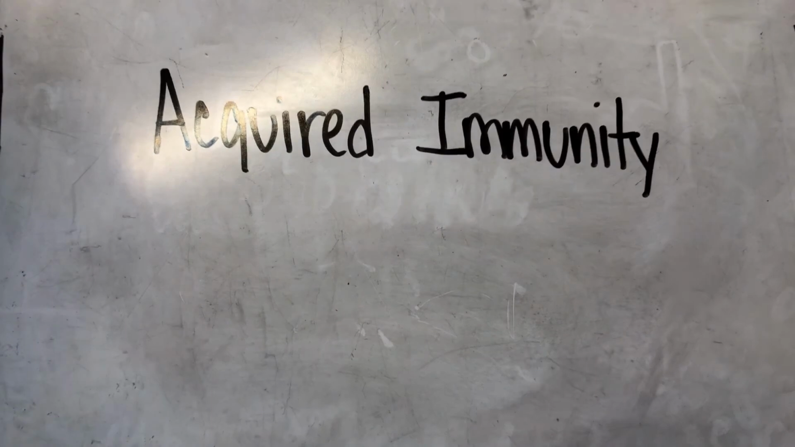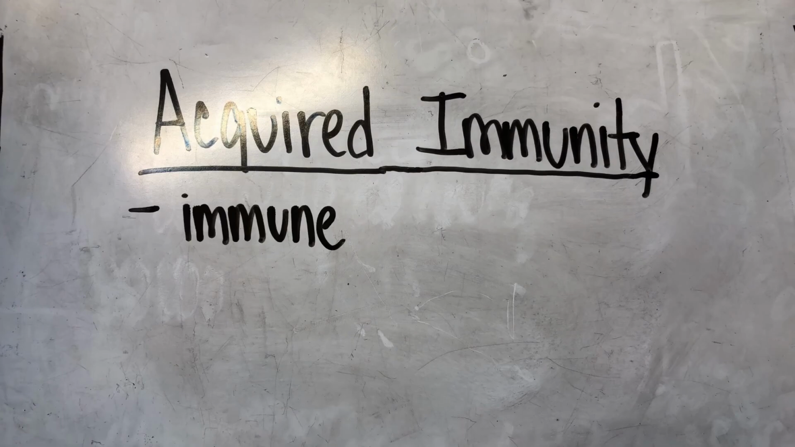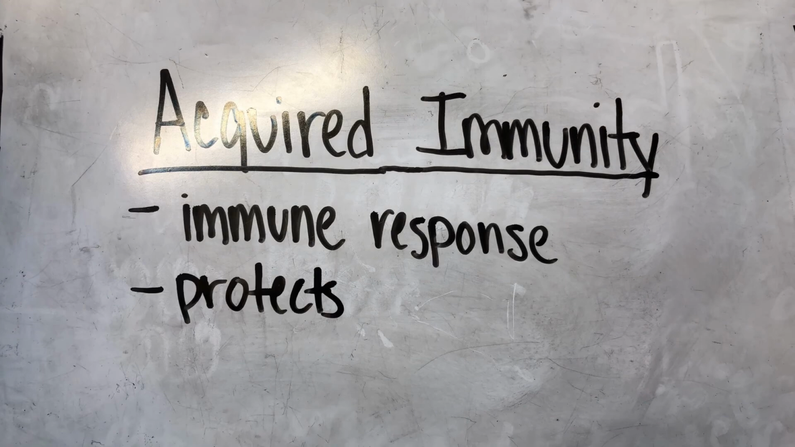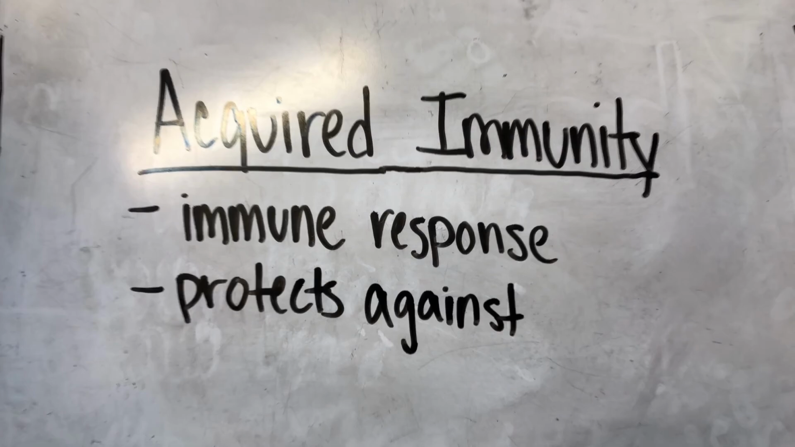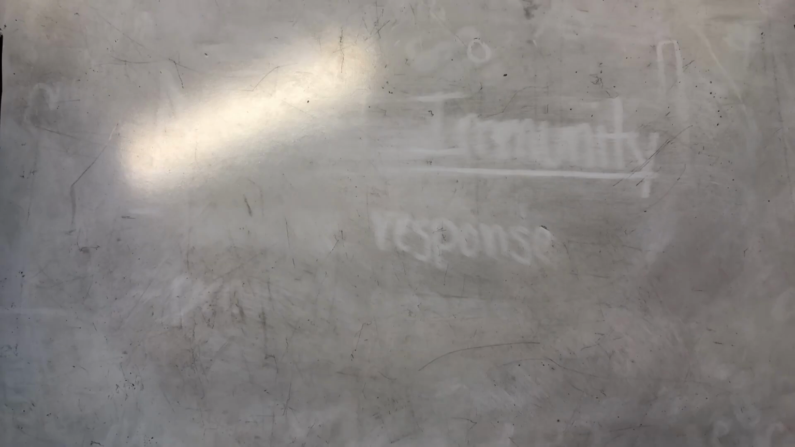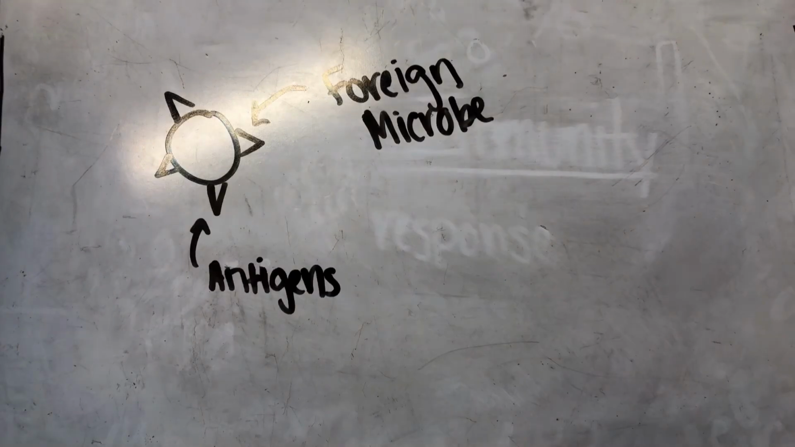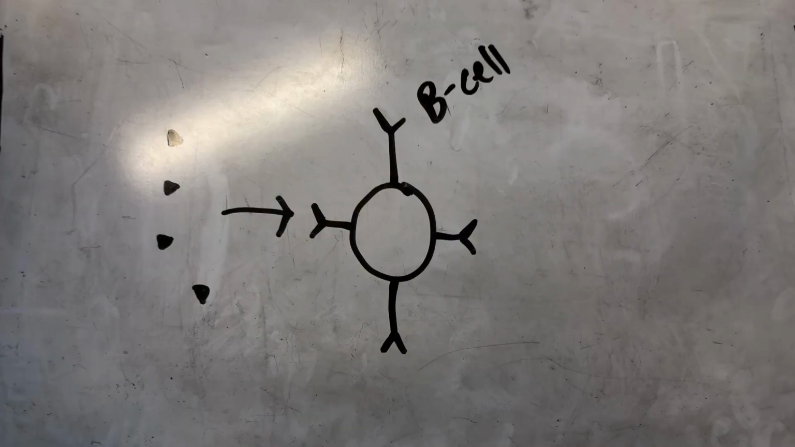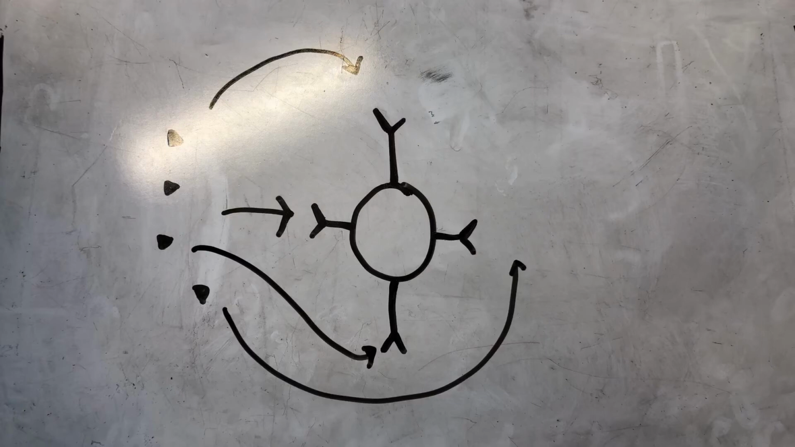Acquired immunity is the immune response to foreign substances in the body, in which antibodies protect the body against antigens and other harmful microbes. This is a part of the adaptive immune system. This process starts when a foreign microbe with antigens enters the system. This microbe attaches to a macrophage, which unbinds the antigens from the microbe. These antigens are then sent to the B cell by the macrophage. The antigens bind to the protein receptor of the B cell.